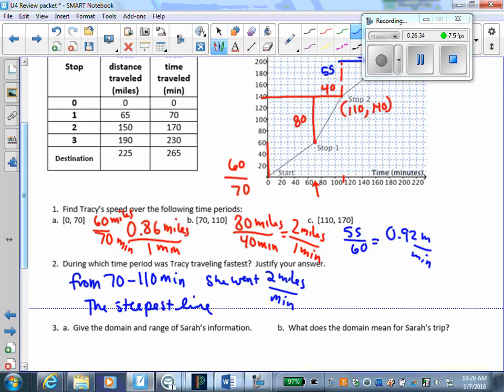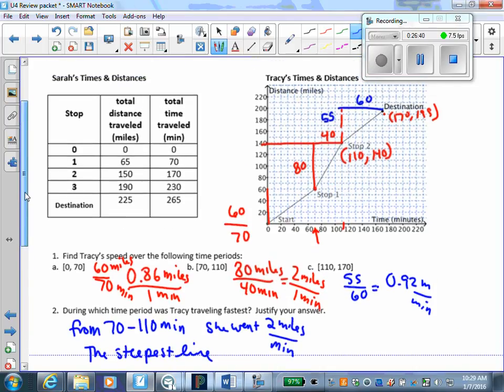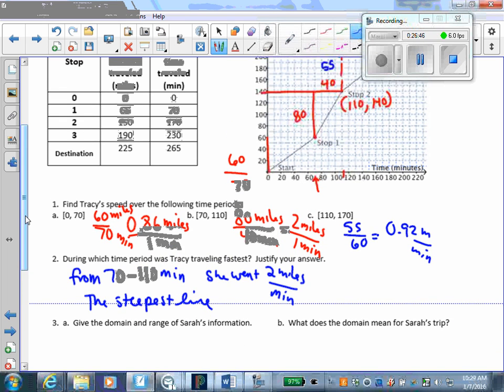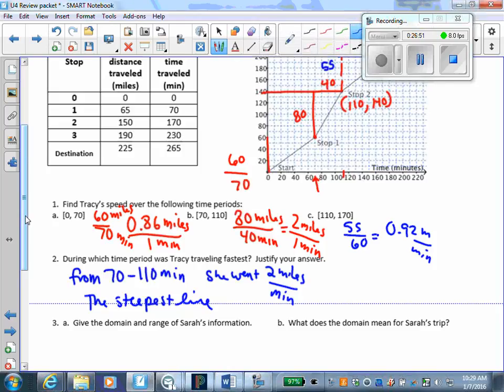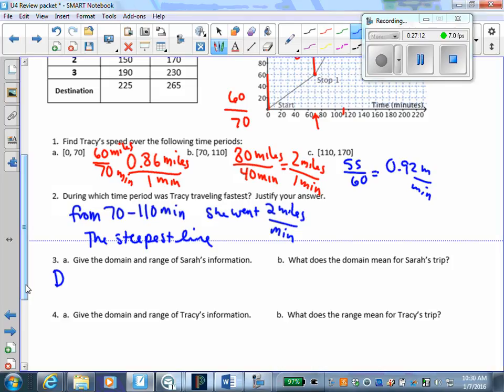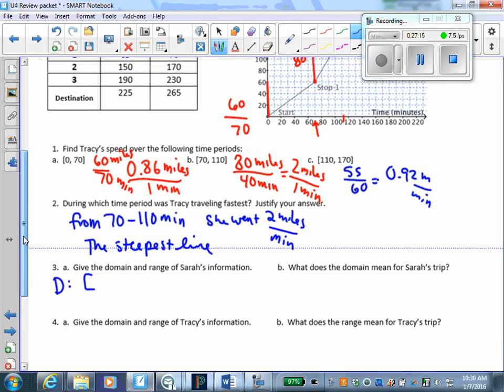Okay, give the domain and range of Sarah's information. Sarah's is the one with the table. Normally we consider tables discrete data, so I'm not 100% sure. I need to talk to the other teachers and see what we want to do. Because we know she didn't only go those 5 distances and those 5 times. She really traveled throughout. It's really a continuous situation. So I feel like we should treat it as continuous. So for the domain, I'm going to list the lowest and the highest distance traveled. She goes from 0 to 225.